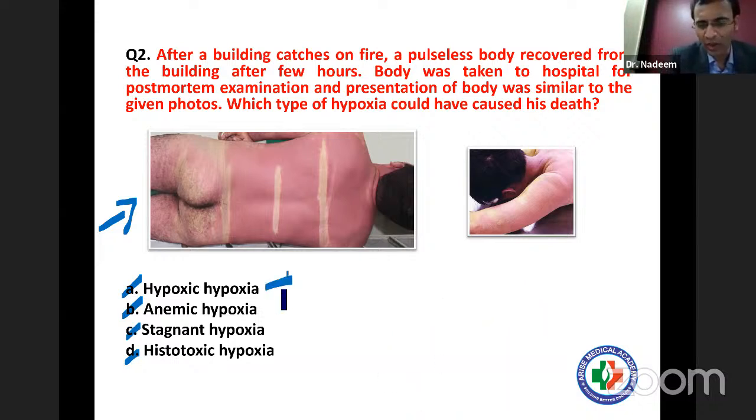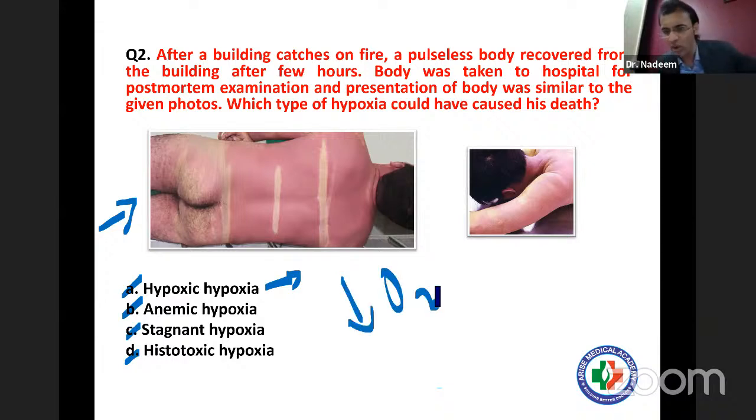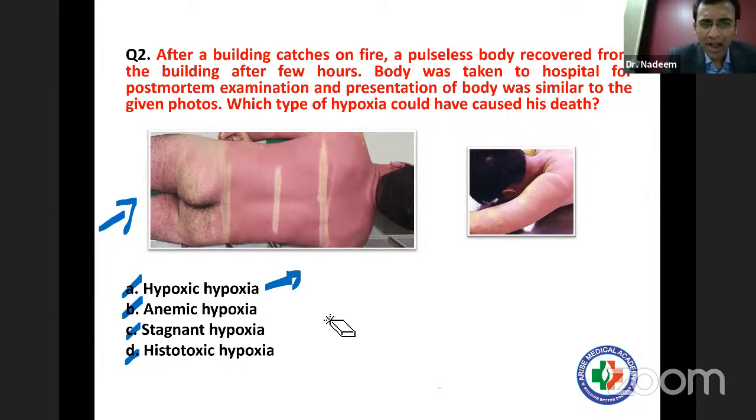Whenever there is a lack of oxygen, like at high altitude, there will be lack of oxygen. So if a person is dying there, he is dying because of hypoxic hypoxia. What about anemic hypoxia? Hypoxia because of anemia, because of lack of hemoglobin. What is happening in anemic hypoxia?